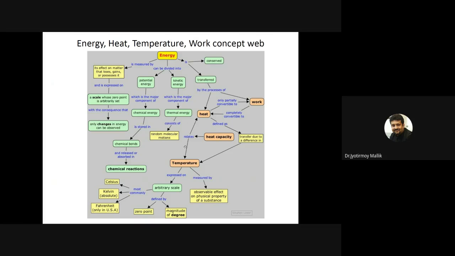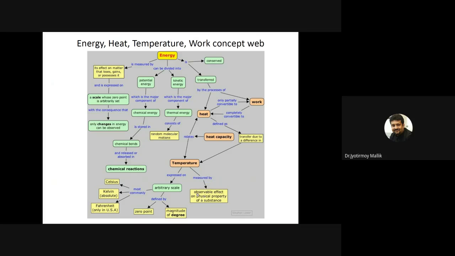Now, heat relates to temperature with something called heat capacity. Temperature is expressed in arbitrary scales. The most commonly used scales are Celsius, Kelvin, which is the absolute scale, and Fahrenheit, generally used in the USA. They are defined by a zero point, we know what zero is, and the magnitude of a degree, right? So 0 degrees Celsius we know, and then 1 degree, 2 degrees, 3 degrees Celsius or Kelvin. We all know about that.